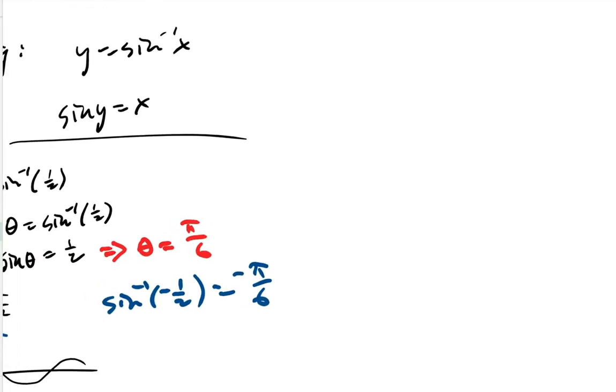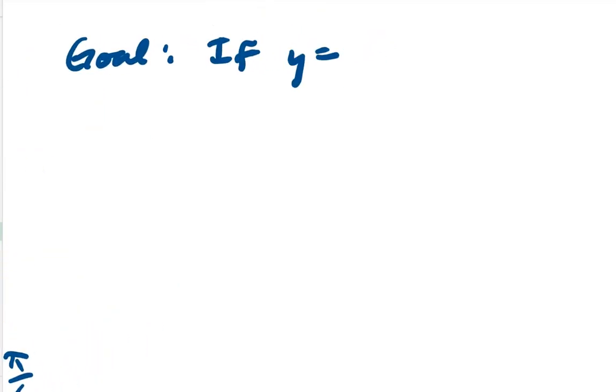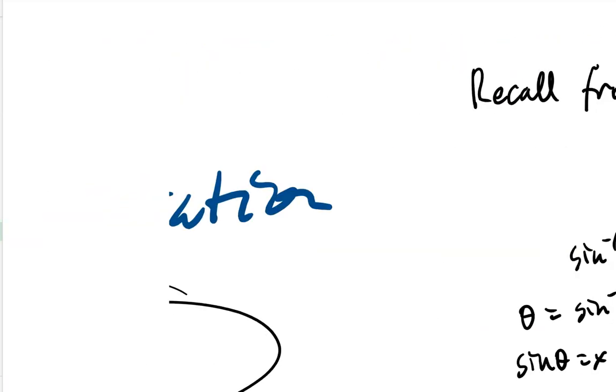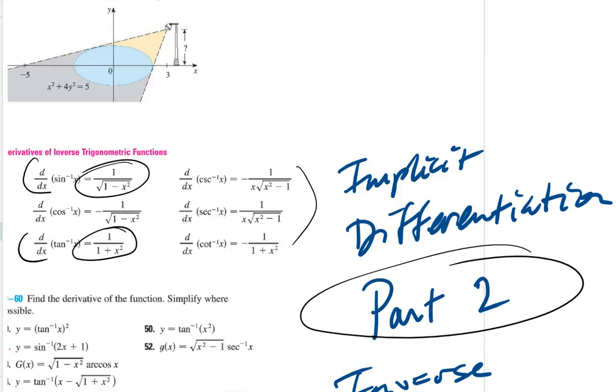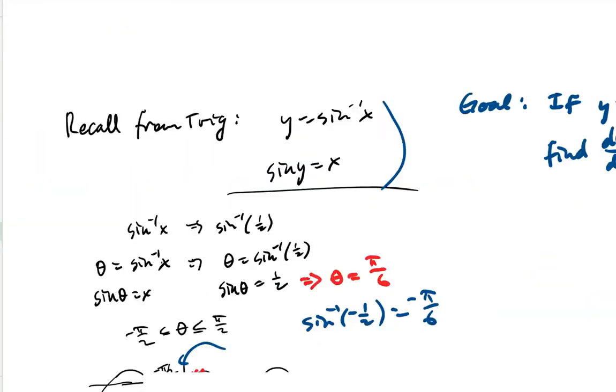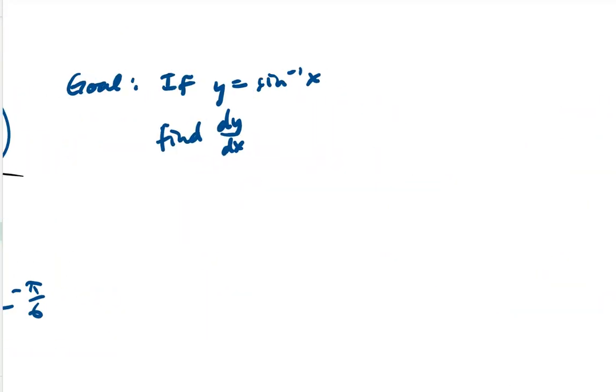Let's get to the calculus. So the goal here is to find, if y is inverse sine of x, what is dy/dx? All right, so the derivative is going to end up being 1 over the square root of 1 minus x squared. It's this one here. So let's see how they get that. So I'm going to derive it for you.